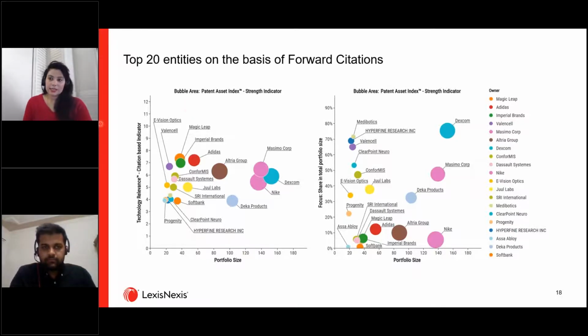What you see on the right-hand side is the forward citation-based indicator on the y-axis and the portfolio size. You definitely see some of the companies which you will not see generally if you are doing just quantity or cumulative quality-based ranking. Alongside these companies, we also see Nike and Adidas. That's why I mentioned that there could be companies operating in some other field, but now venturing into digital healthcare in their products and area of operation.